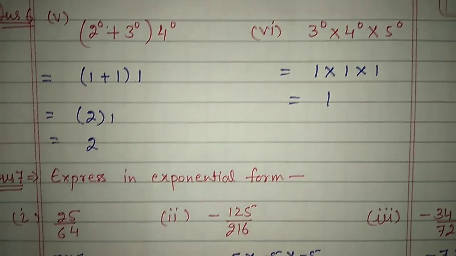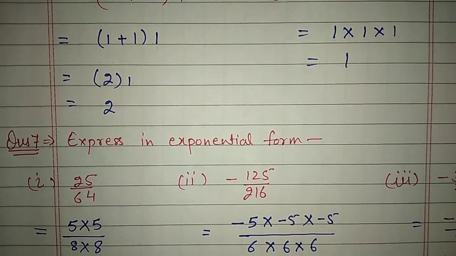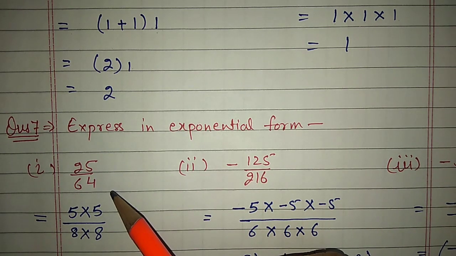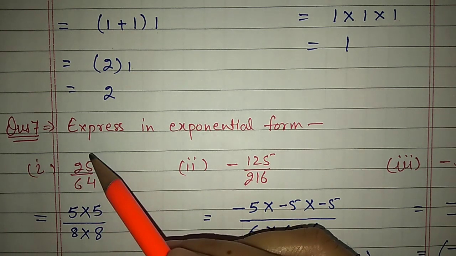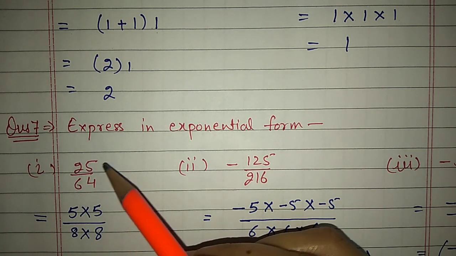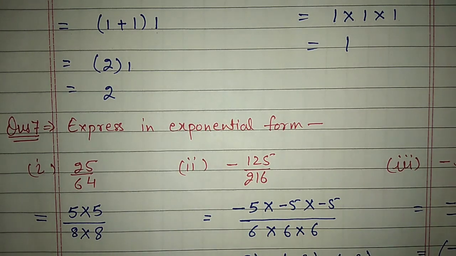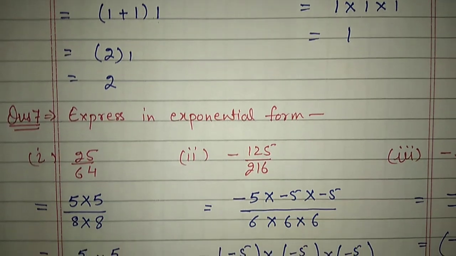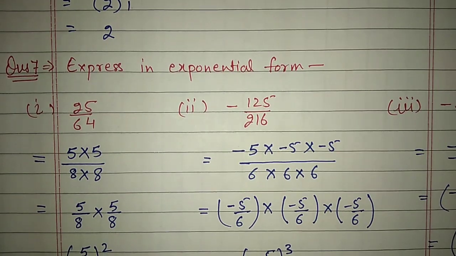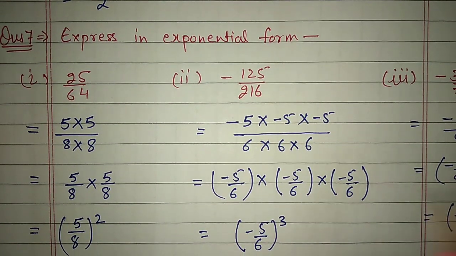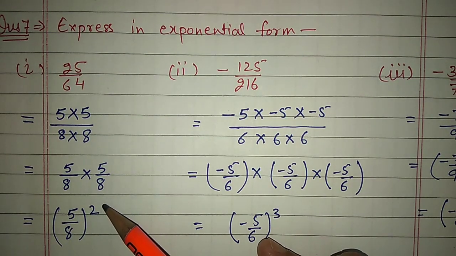Question number 7. Express in exponential form. Now the given number you have to express in exponential form. 25 by 64. So do the factors of 25 and 64. 25 we can write as 5 into 5 and 64 we can write as 8 into 8. And we can write it as 5 by 8 multiplied by 5 by 8, or we can write it as 5 by 8 to the power 2.